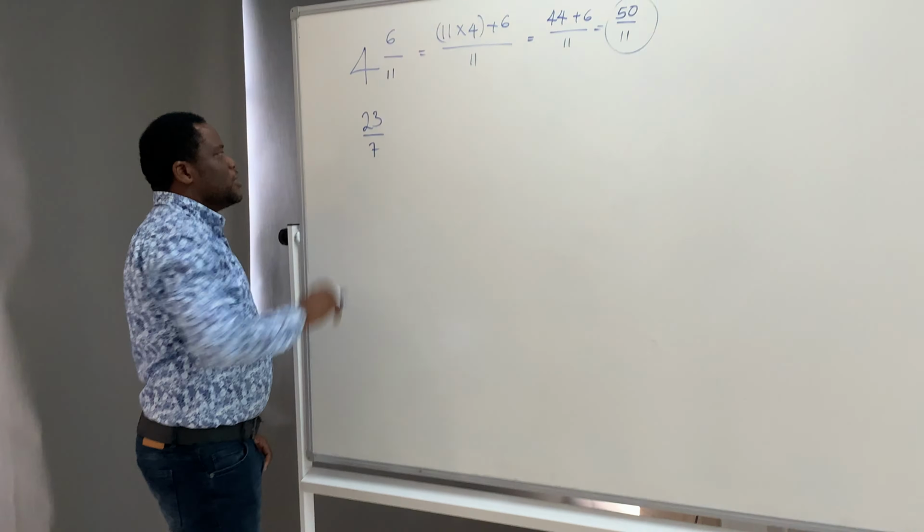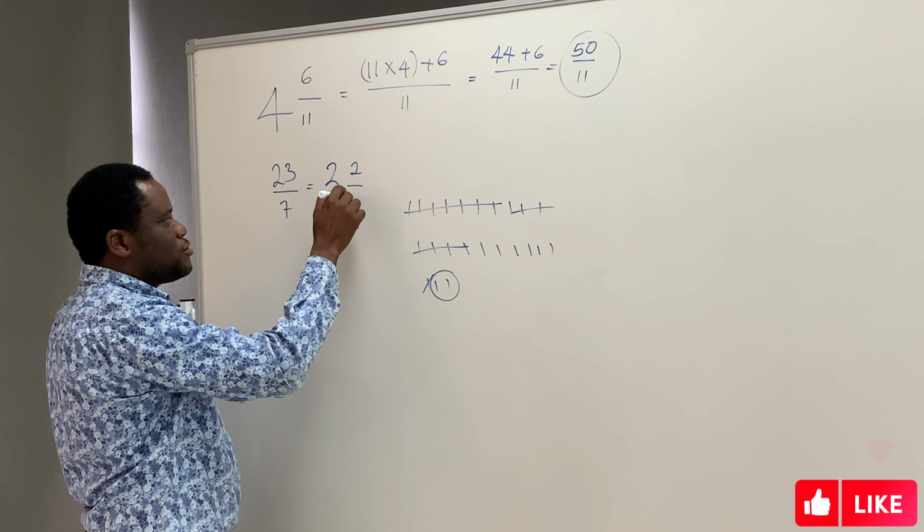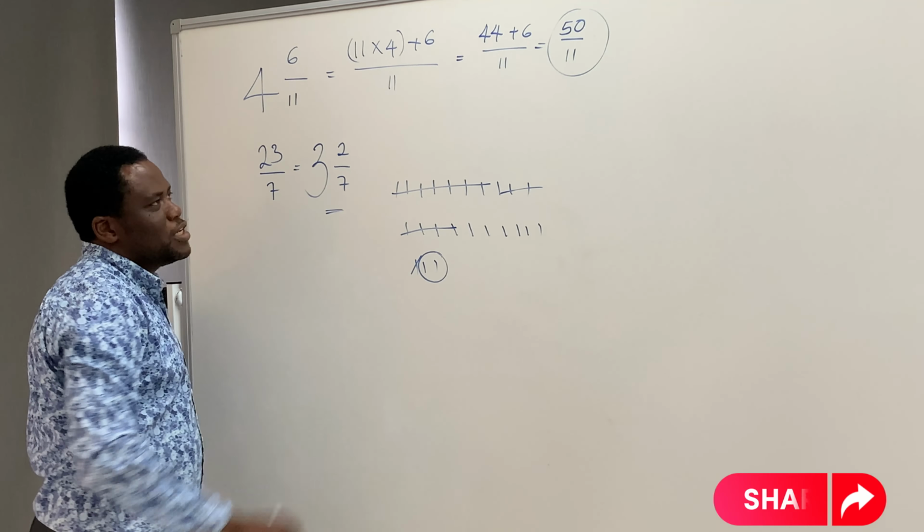Let's play around. 1, 2, 3, 4, 5, 6, 7, 8, 9, 10, and then 1, 2, 3. Right? So we count in 7s. 1, 2, 3, 4, 5, 6, 7. Again 7, and again 7. So what is left is 2, right? So we can write this as 3 whole number. What is remaining? 2 out of 7. It becomes a mixed number.